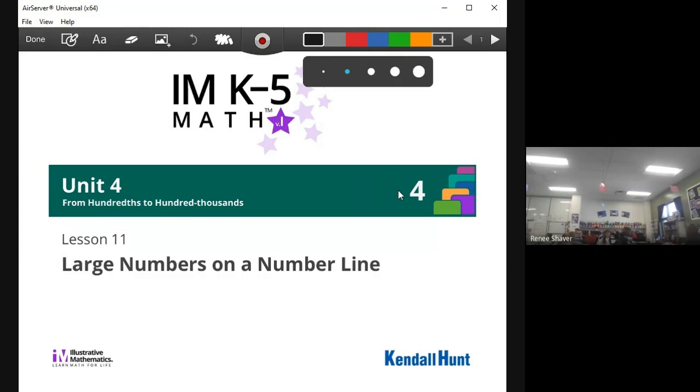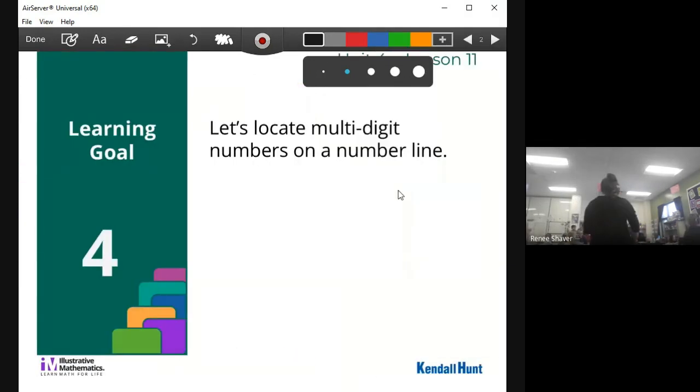Okay, also guys, if you raise a digital hand, I can't see you because I am on my iPad. So we're just gonna see how it goes. All right. Today we are doing lesson 11, large numbers on a number line. Let's locate multi-digit numbers on a number line. Yesterday was pretty easy, right, guys? Today is also pretty easy.